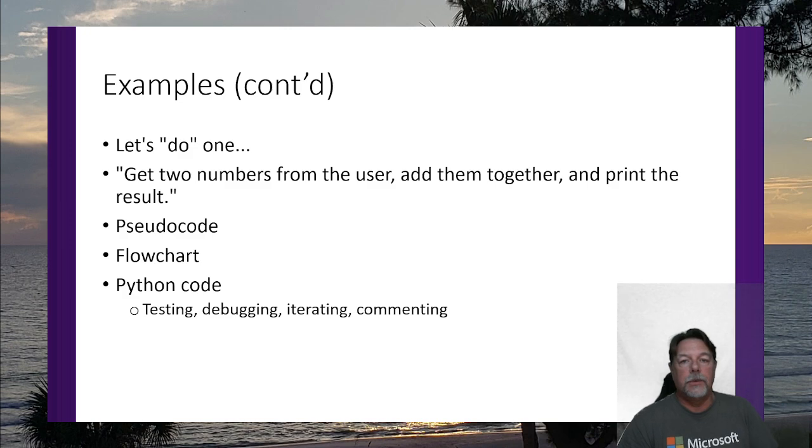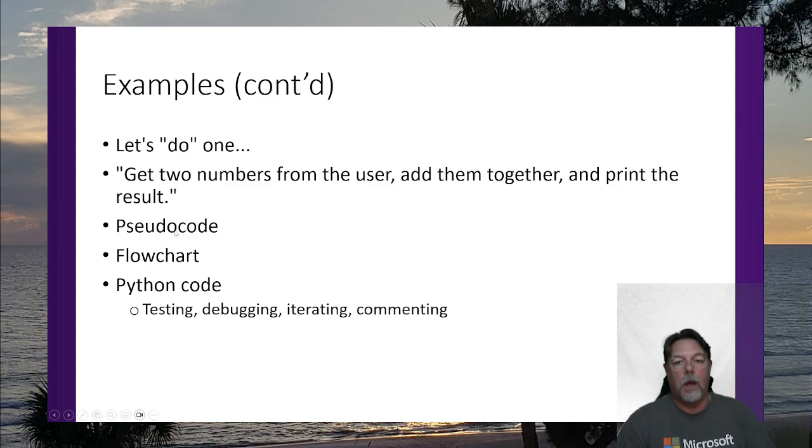So now I'd like to jump into actually doing an example and give you an example of how to approach one of these problems and complete it and be able to turn it in. So here's the problem statement we're going to work with. Get two numbers from the user, add them together, and print the result. I'd say that's a pretty good problem statement. It tells me where the input's coming from, it tells me the processing that I have to do, and it tells me the outputs that I'm expected to produce.